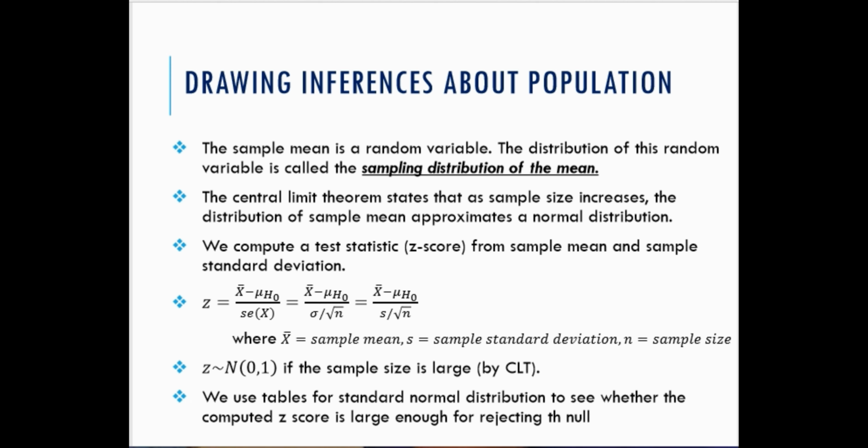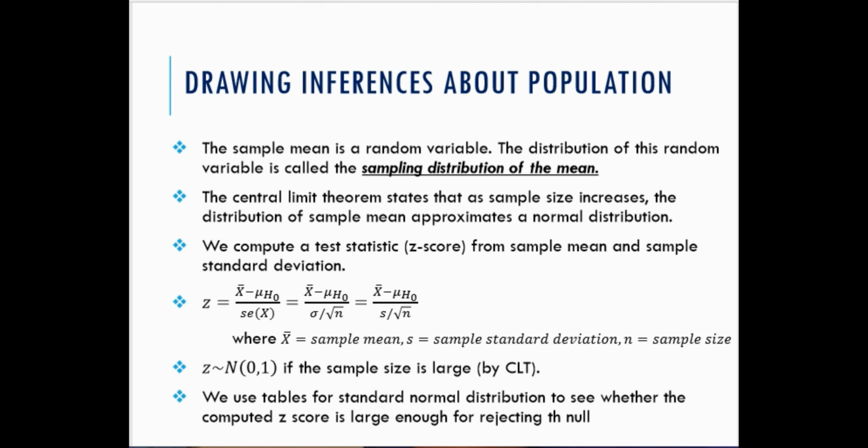Now, the central limit theorem states that as the sample size increases, the distribution of the sample mean approximates a normal distribution. We have already discussed this in the last lecture, so I will not go over it again, but basically the idea is that not the variable itself, but the mean of the variable from a given sample approximates a normal distribution. So what we do is we calculate the sample mean and we compute a z score from it.